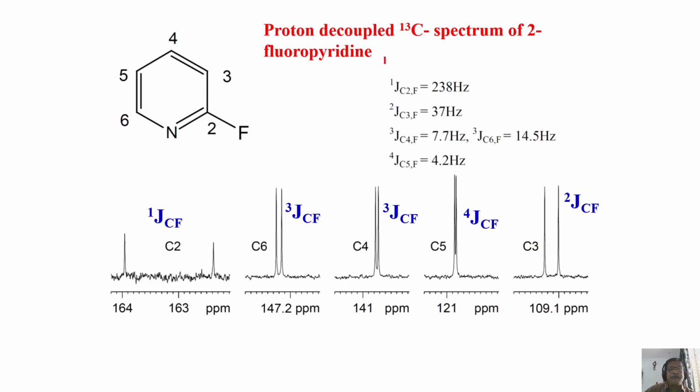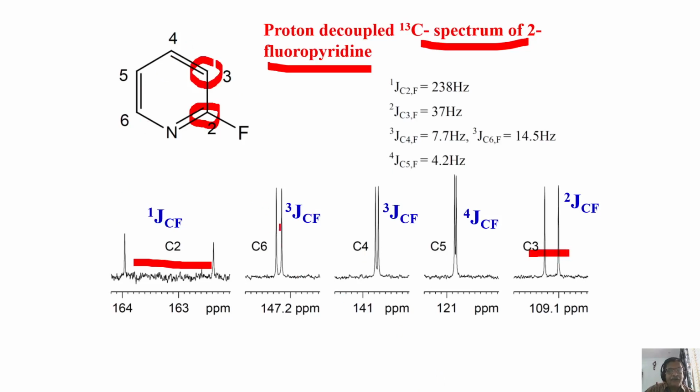I explained to you the proton decoupled carbon 13 spectrum of 2-fluoropyridine. If I decouple all the protons here, we get only CF coupling. 1 bond CF coupling is larger. This is that one, C2. And then 2 bond is the next one, which is this carbon, 3. Then 3 bond, 4 bond. So only based on the carbon fluorine couplings, you can start analyzing everything.